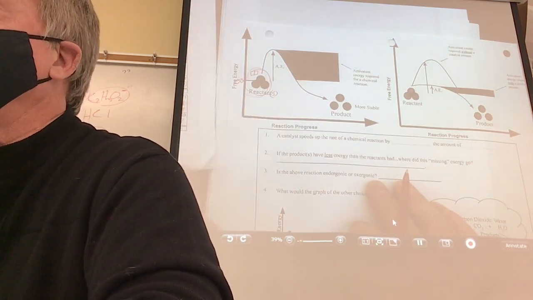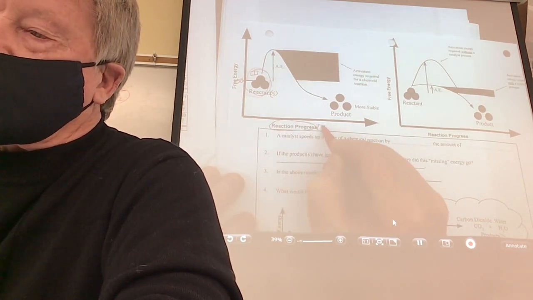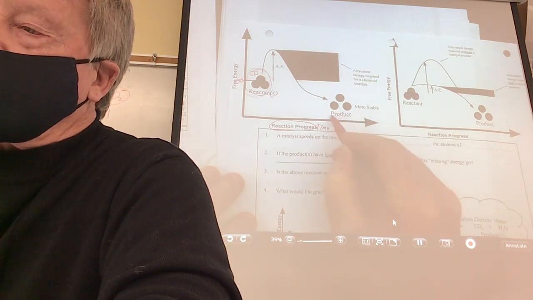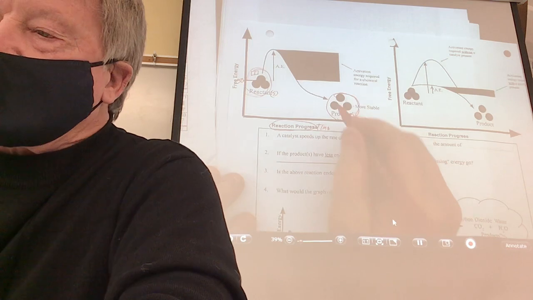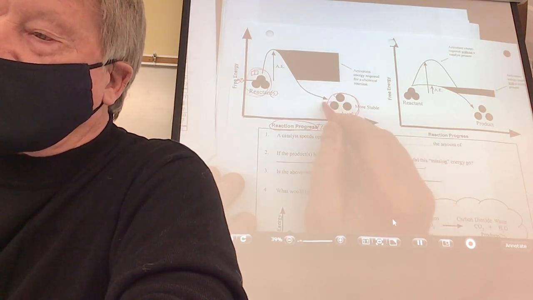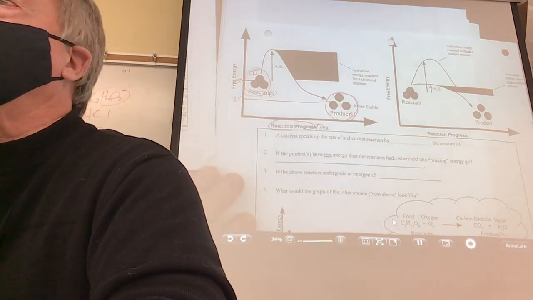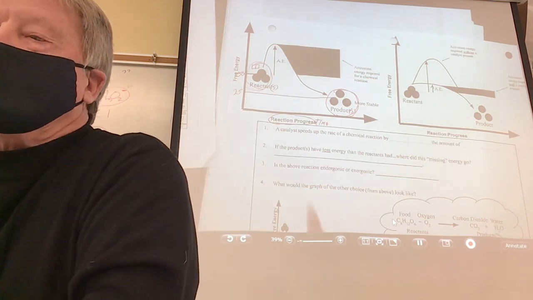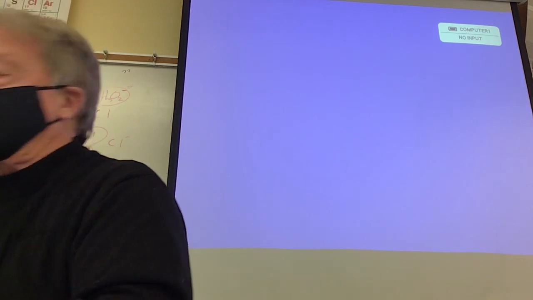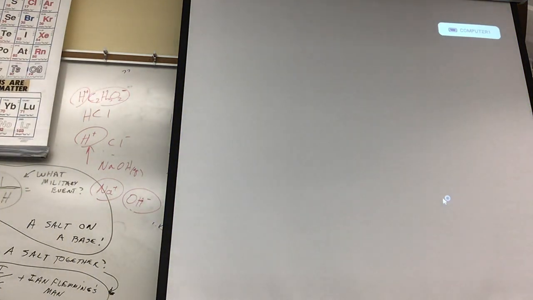Now, this says reaction progress. That's like time, isn't it? And what's down here? Product or products, right? Now, I hereby declare that that number is 25. I just made it up, didn't I? So let me ask you this. What would happen if you had reactants that had an energy level of 50, and I just made that up?